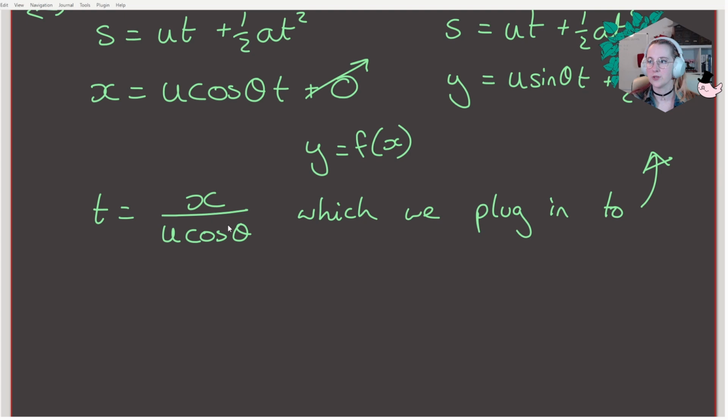Does make me query where the use of plug-in came from. Like, before we had plugs.